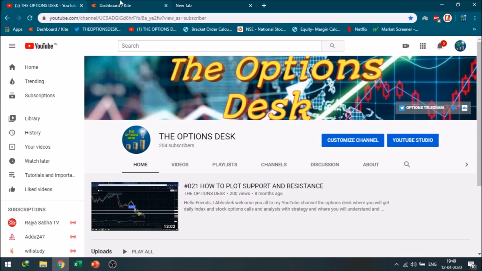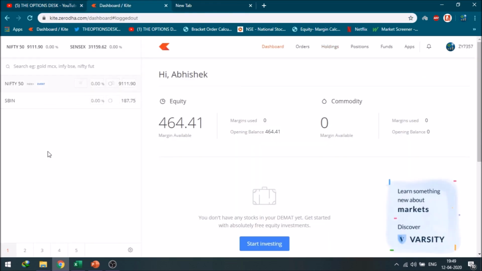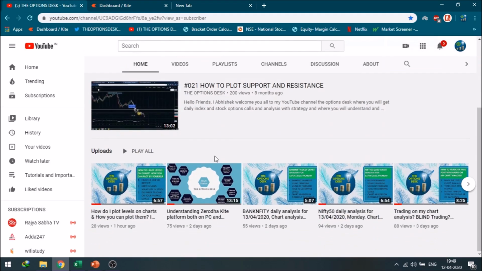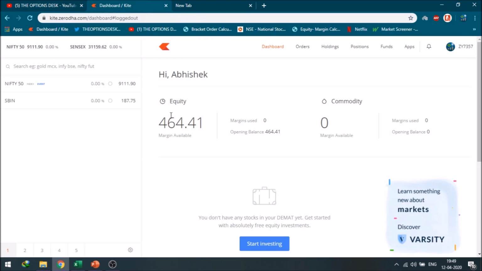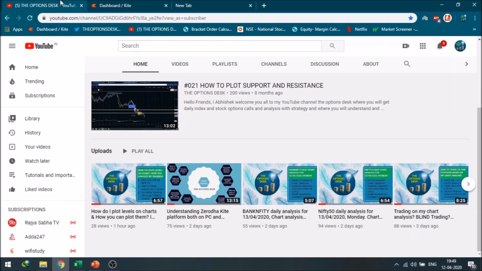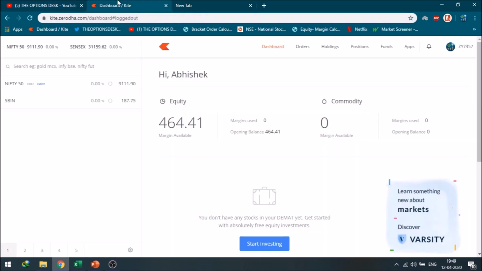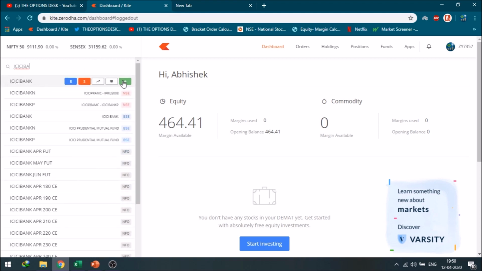I have already explained what this terminal is and what you can understand from it, in the video on understanding the Zerodha Kite platform both on PC and the Android application. Now in this video we will learn about what orders are, what the types of orders are, and what they do. As you already know how to add a script, let me add it again for you, for example, ICICI Bank. By clicking the plus, the script is added.